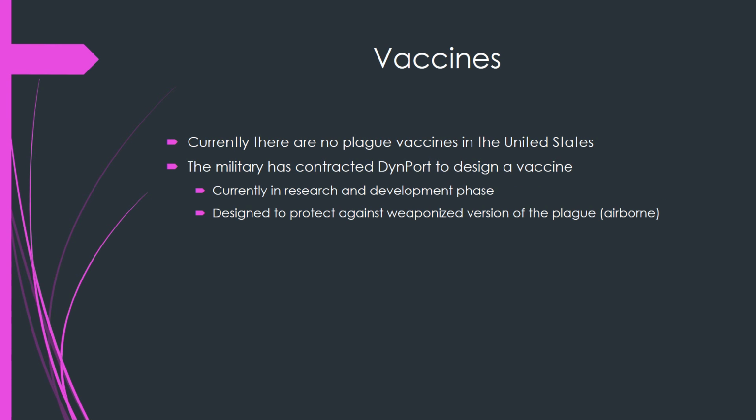Vaccines, as I said earlier, there isn't anything readily available right now in the United States, but the military has contracted Denport to design a vaccine. It's currently in the research and development phase. If you want to know more about that, you can just Google Denport, and it talks a little bit about what the vaccine does. There's been talk about it when I was in the military and working for the military. It's not a secret or anything. But the main reason why they're developing it is so it protects us and soldiers against the weaponized version of the plague, because it's airborne and it can spread from human to human.